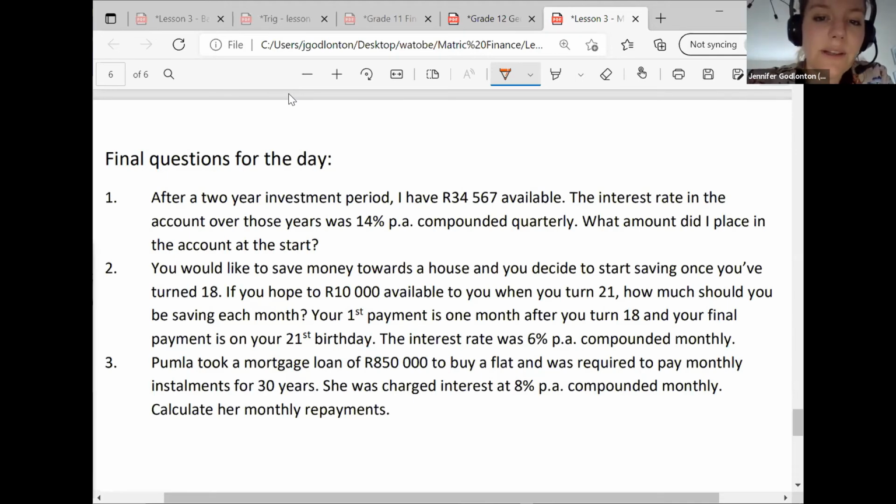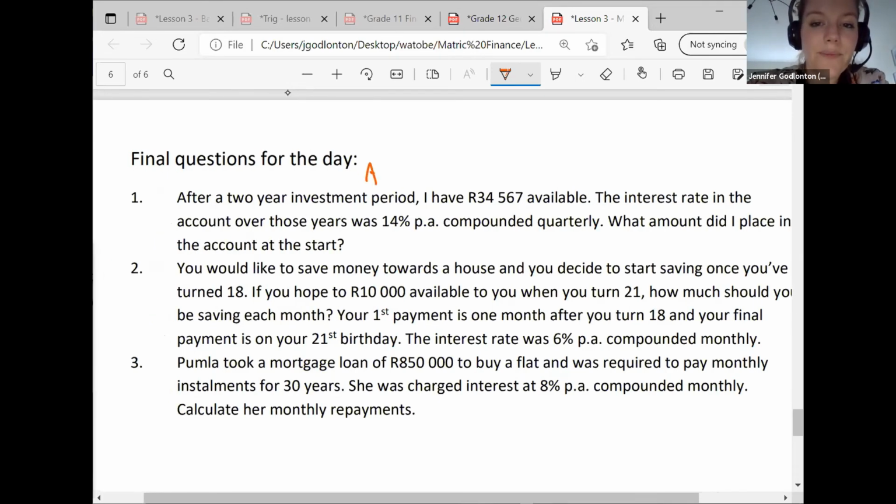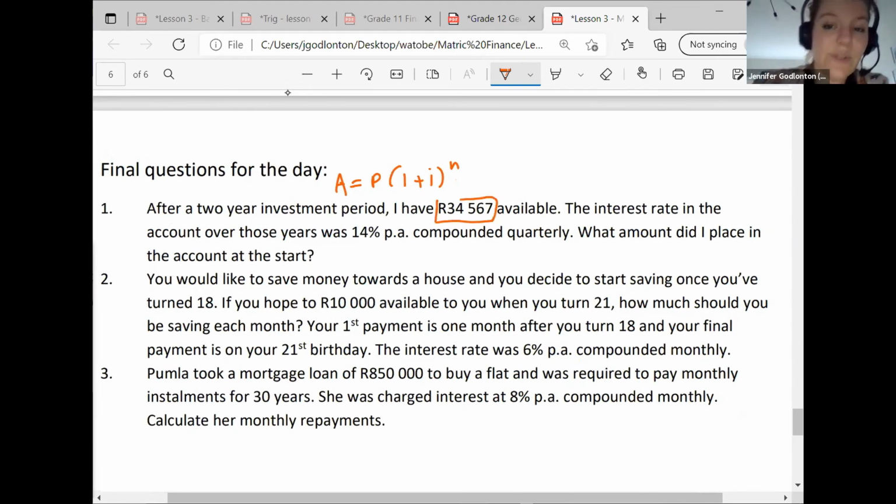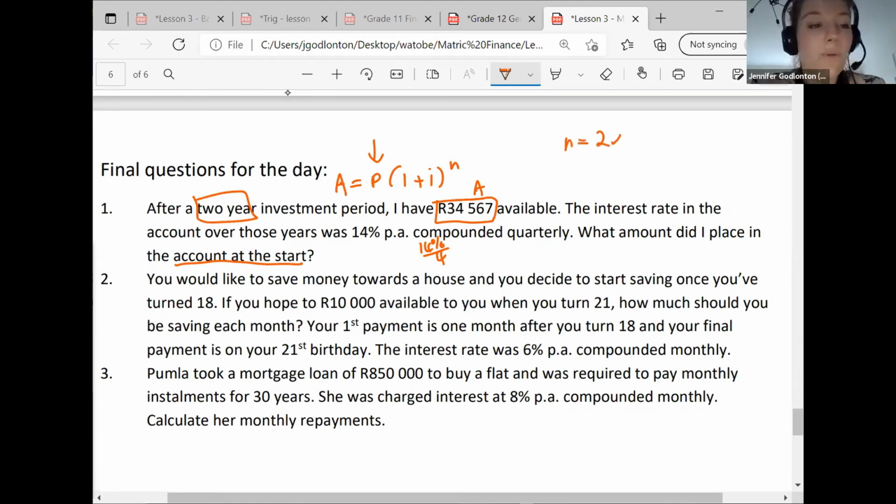Okay, so we're going to be using this formula here. A is equal to P(1 + i)^n. This is what you have available at the end. So that's your A value. The interest rate is 14% compounded quarterly. We want to know what we had at the start, so we want to know what P is. And it was a 2-year investment. And so our n is going to be 2 years, but there were 4 payments each year. So your n is going to be 8.